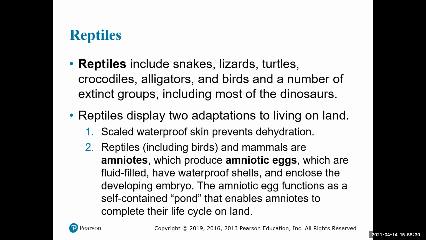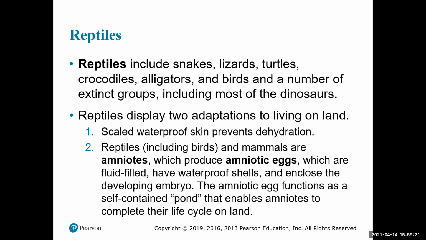One is that they have waterproof skin. This waterproof skin is very important because it prevents them from dehydrating. The second big thing is that reptiles, including birds and mammals, are referred to as amniotes, and amniotes produce what's known as amniotic eggs. Amniotic eggs are unique adaptations that are found in reptiles and birds, and they are eggs that have a shell, like you think of a chicken egg, right? That shell is waterproof. It prevents the embryo from drying out, and it also protects that developing embryo.